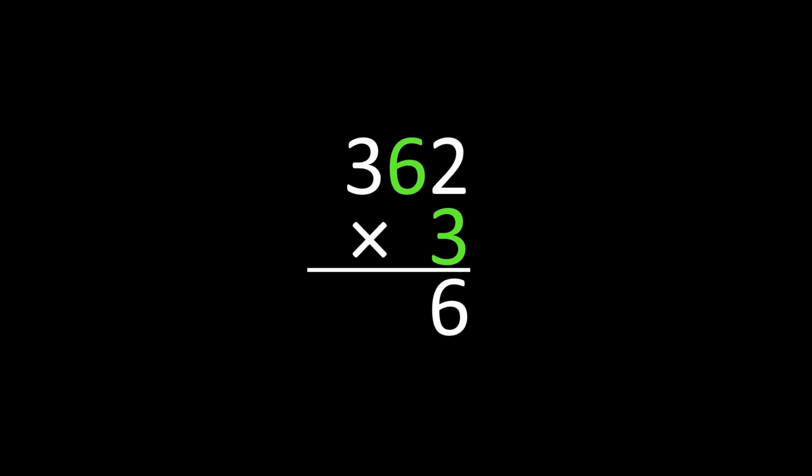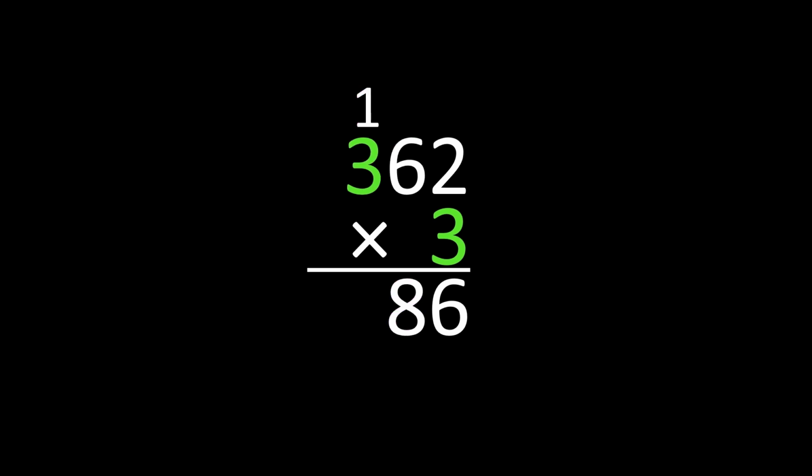But I'm not going to place 18 in my solution line. I'm going to place 8 in my solution line, and I'm going to regroup with the 1. So 3 times 6 is 18. I place the 8 in the solution line, and I place the 1 above the 3, the number in the hundreds place, because that's the next digit I'm going to be multiplying by.